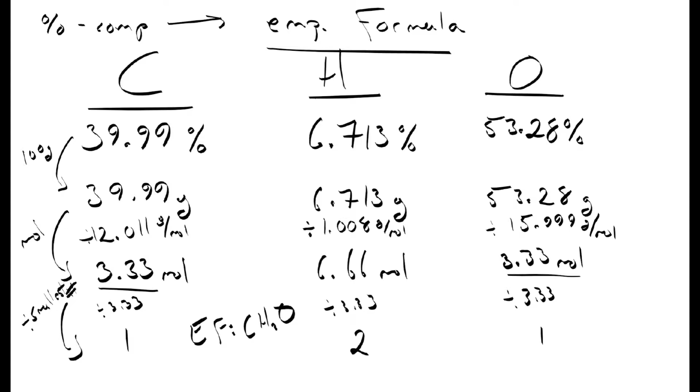And this empirical formula is going to be true for CH2O or C2H4O or C3H6O or any other multiple of this, the CH2O. They all have 39.99% carbon, 6.713% hydrogen, 53.28% oxygen. So you do need that additional bit of information. But there can be a difficulty. I'm going to go ahead and show it to you right now.